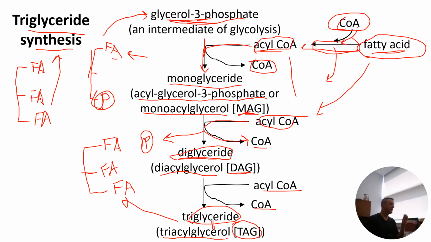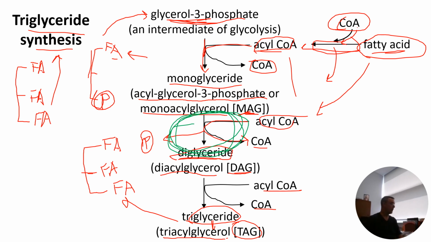The rate limiting step, and let me change color here. I'm going to do this in green. This second step right here, and we're not going to name the enzymes of this. We actually will do that in a future lecture. But this second step right here, going from monoglyceride to diglyceride, that is the rate limiting step. Okay.